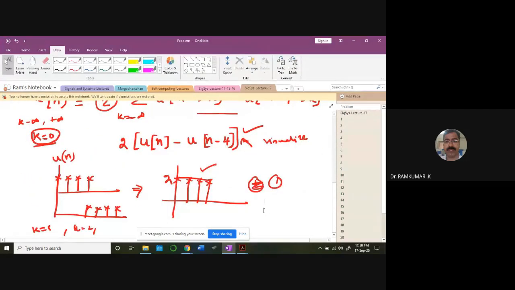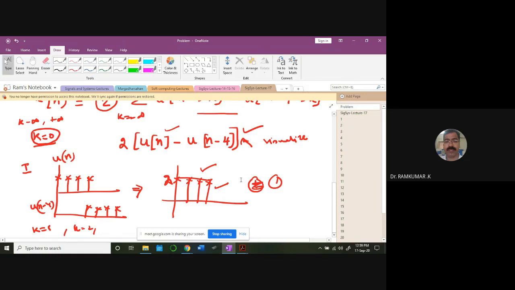How many of you understood this point, the first stage? How I have computed this. Put k equal to 0, I'm going to get this waveform. Because this is u of n, and this is u of n minus 4. I subtracted these two, I got this pulse, and multiplied by 2. This is the waveform.